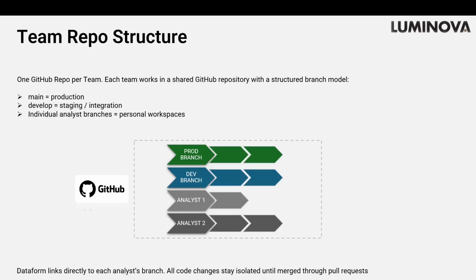Let's break down how your team's GitHub repository should be structured. Each team works in one shared repo. No need to create separate projects for each analyst. Inside that repo, you'll set up a simple branching model.